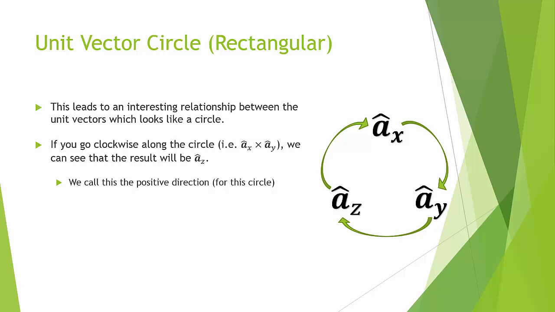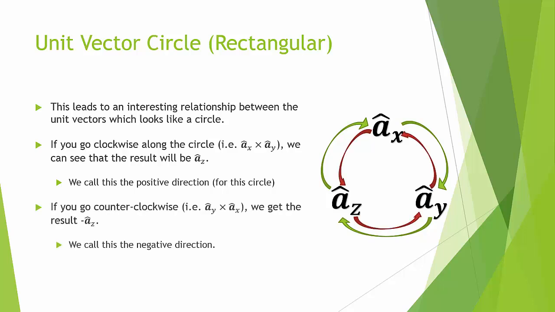So if you have a hat y crossed with a hat z, you just keep going in a clockwise direction, and you're going to hit a hat x. So that's a pretty cool way to remember it. But what happens if you go the other way? Let's say we have a hat y crossed with a hat x. If you go to the left, or counterclockwise, it's negative. So if you go clockwise, it's positive; counterclockwise, it's negative. So a hat y crossed with a hat x will give you negative a hat z.